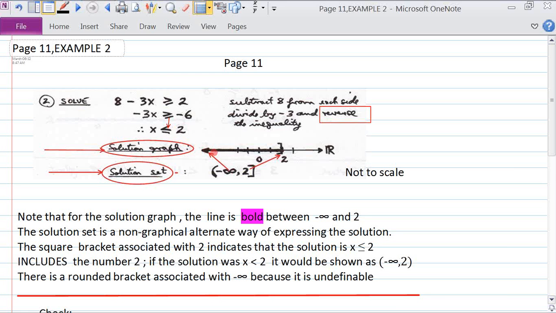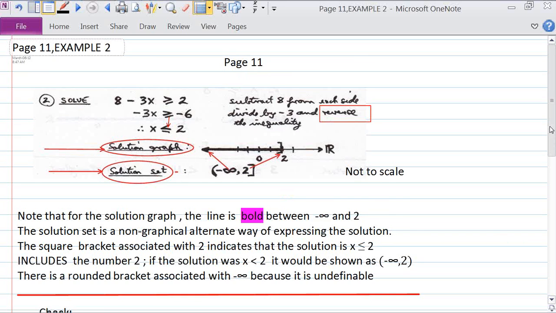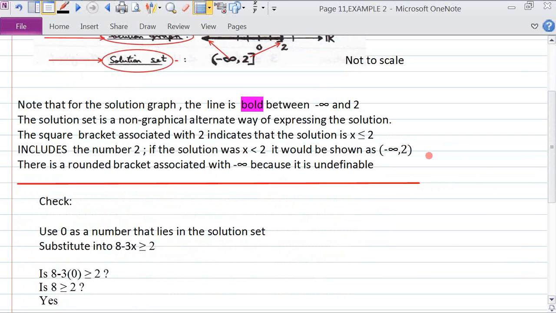So note that for the solution graph, the line is bold between minus infinity and 2 right here. This is going in the direction of minus infinity and 2. It's bold. We make it darker. The solution set is a non-graphical alternative way of expressing the solution. The square bracket associated with 2 indicates that the solution is less than or equal to 2. So when we've got an equal sign, we put this square bracket in there. If the 2 was not included, we would have a rounded bracket right here. The infinity, as I've said, is undefinable, so we have a rounded bracket.